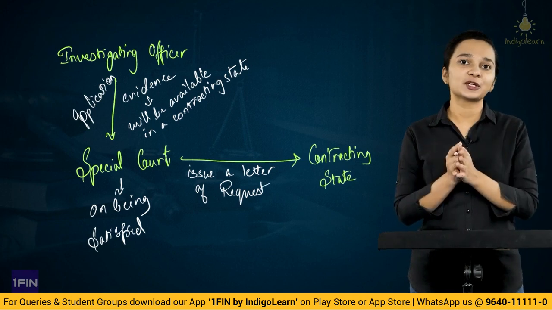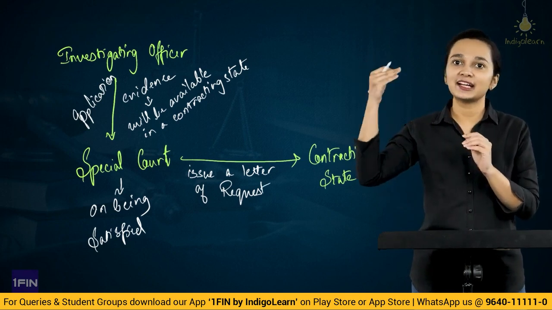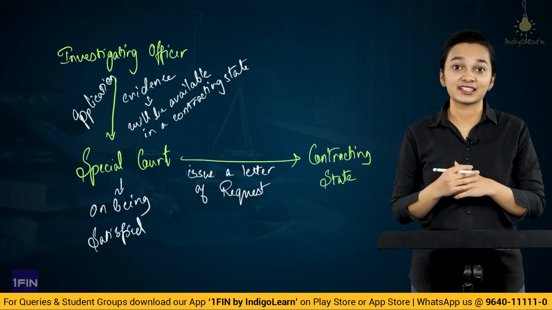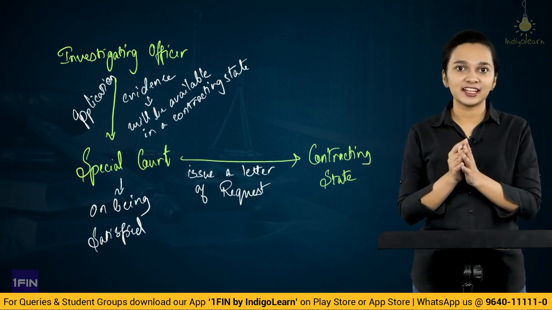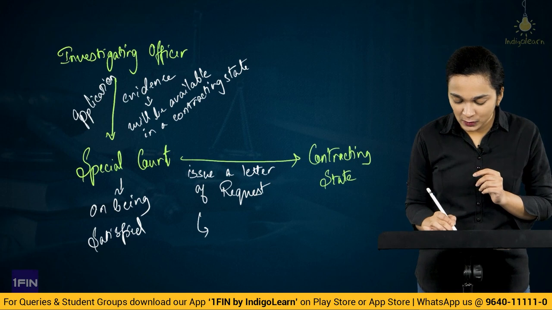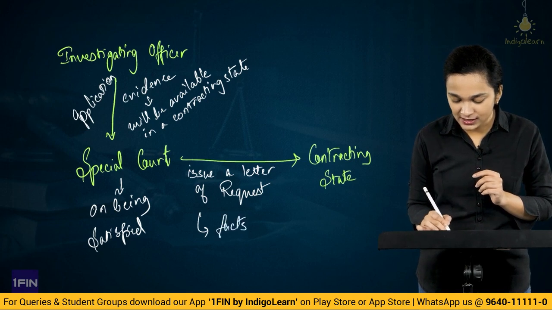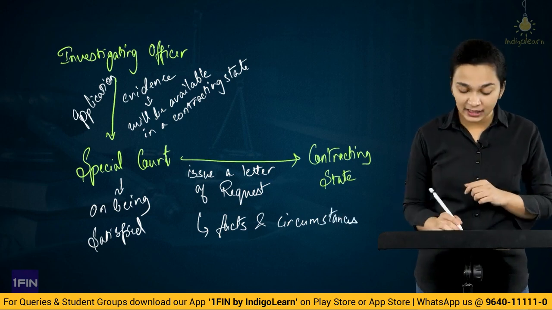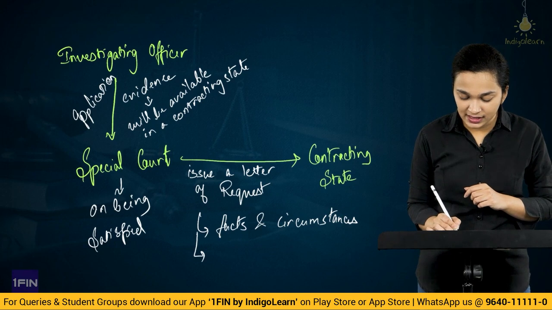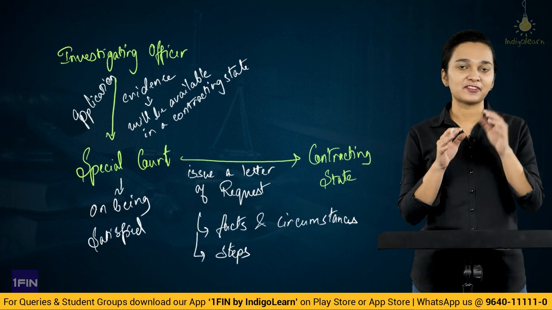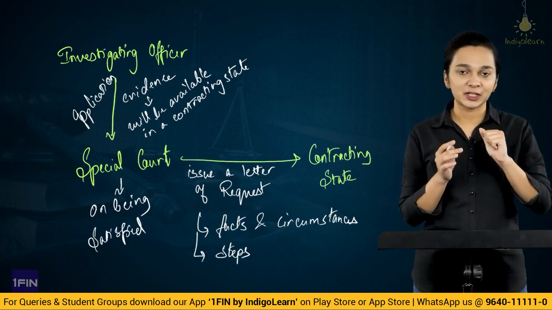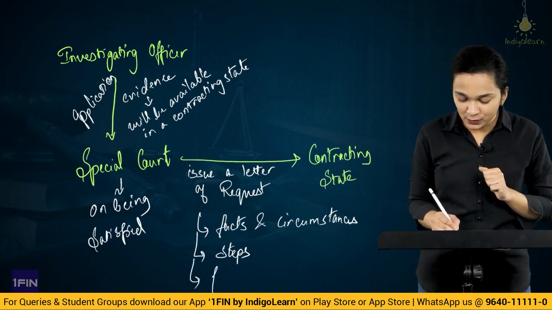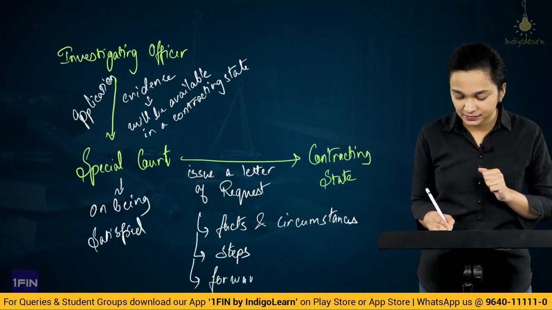Now, to whom is the letter of request issued? To either a court or any competent authority in the contracting state. And what are the things which will be stated in the letter of request? They will request them to examine the facts and circumstances. Apart from it, they may ask them to take some reasonable steps as may be specified by the special court in the letter of request, and then finally forward all the evidence received.